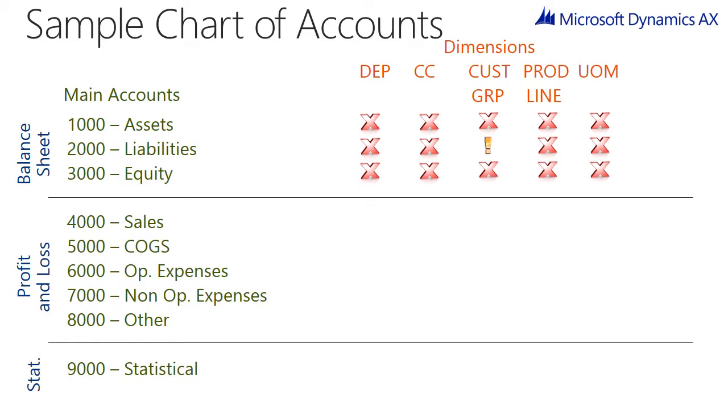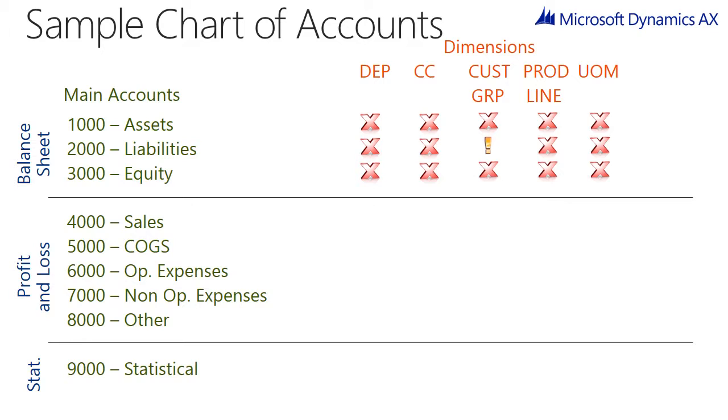Let's start by looking at the requirement for balance sheet accounts. I've placed a red X next to all of the dimensions on all balance sheet accounts, with the exception of the customer group on the liabilities. For my chart of accounts, I want to record customer balances by customer group.